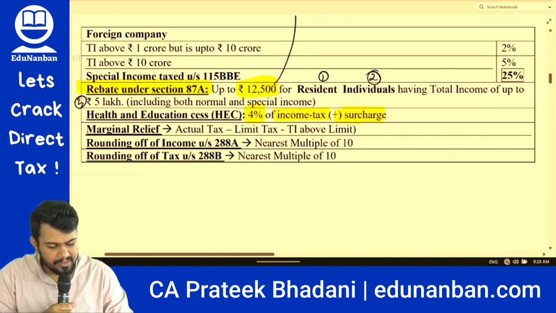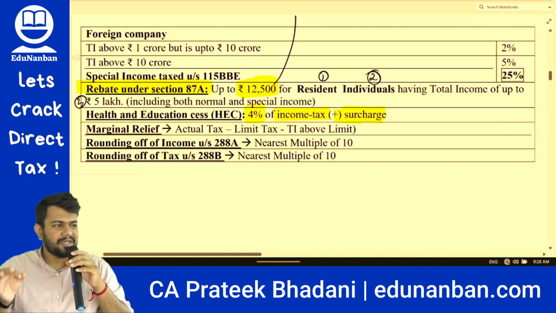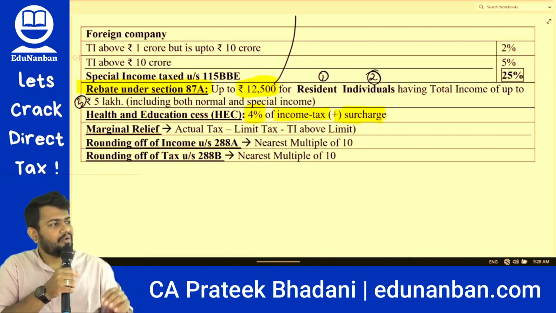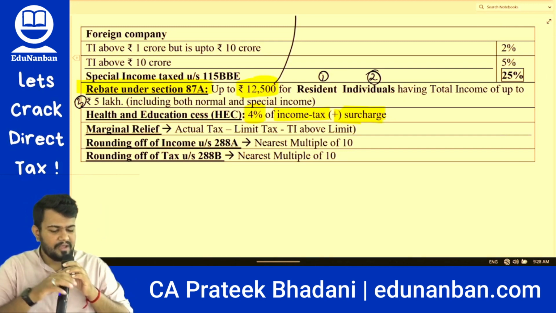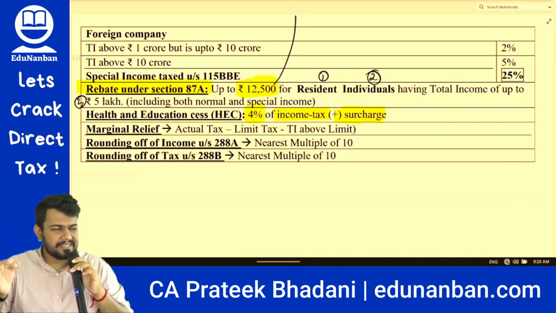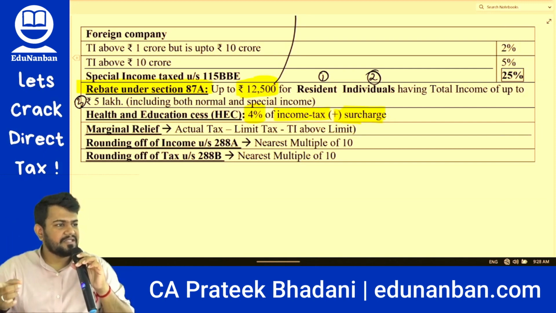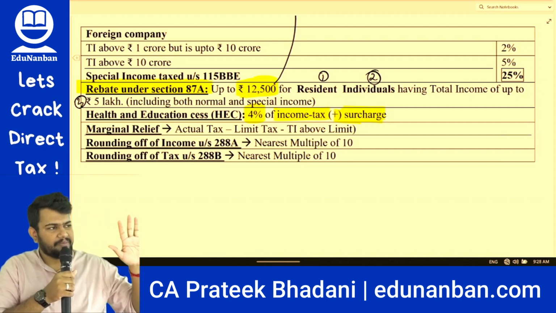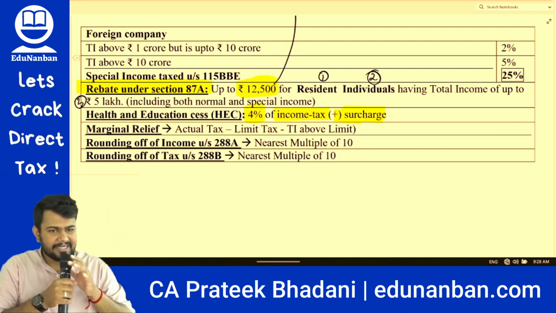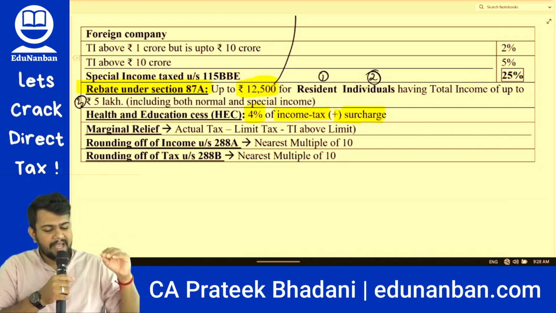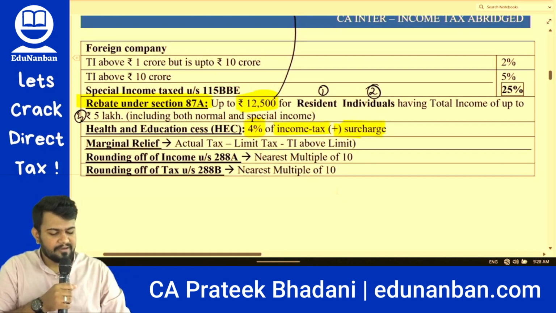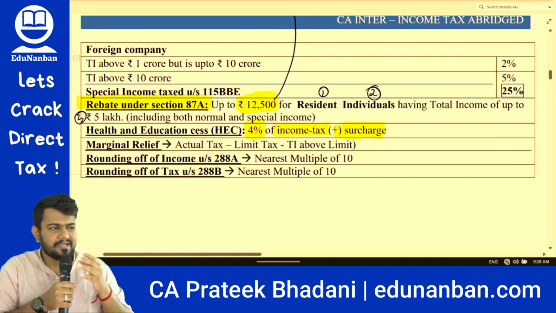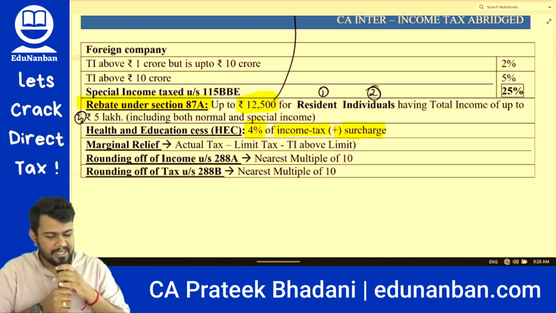Now let's come to rebate. Rebate under section 87A is allowed in the normal provision only if 3 conditions are satisfied. What are the 3 conditions? The assessee should be a resident, assessee should be an individual, and the total income should be up to 5 lakh rupees. If all the 3 conditions are satisfied, then the total tax up to rupees 12,500 will be given as rebate. Rebate means what? Rebate means a discount given under the Income Tax Act.